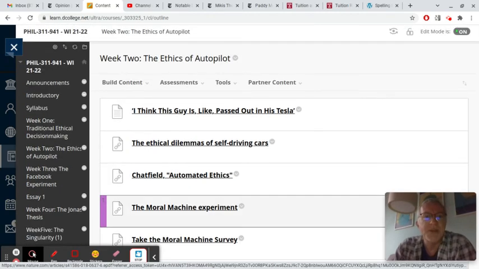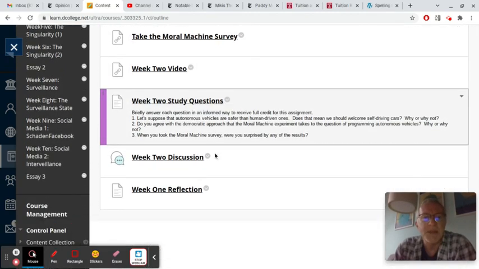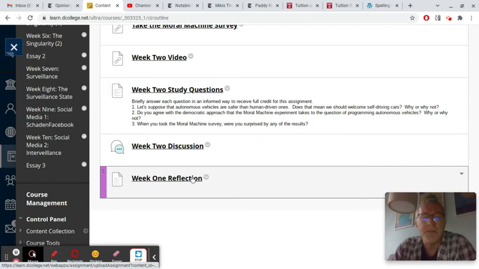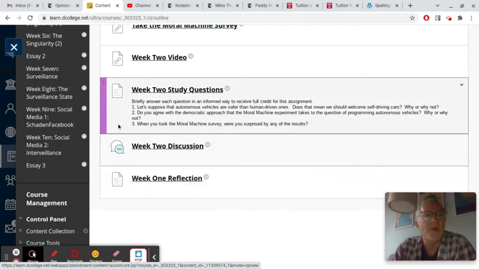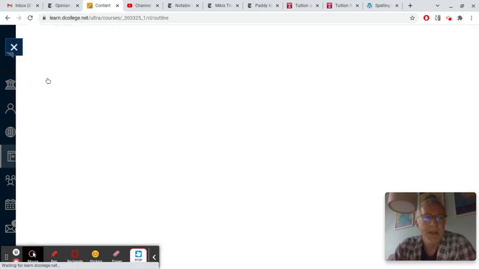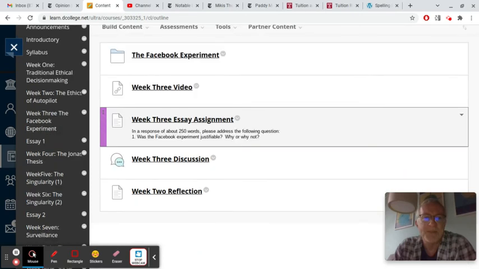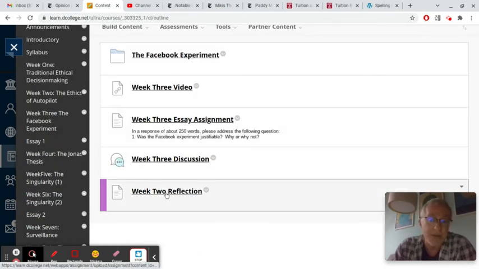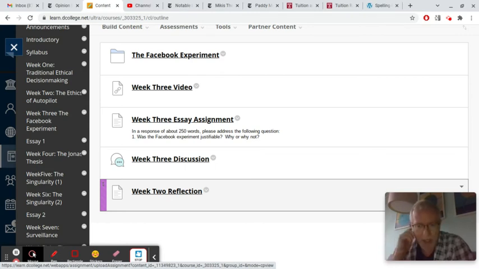So here we are in week 2. There's a bunch of assignments, but then there's a reflection on week 1. And that'll continue throughout the rest of the course, starting with week 2. If we look at the week 3 material on the Facebook experiment, we have our discussion, our weekly assignment, and then the week 2 reflection, right? So for every week, there'll be an assignment having to do with the previous week that will require you to watch the video that I prepared, which I will send out when I make it.